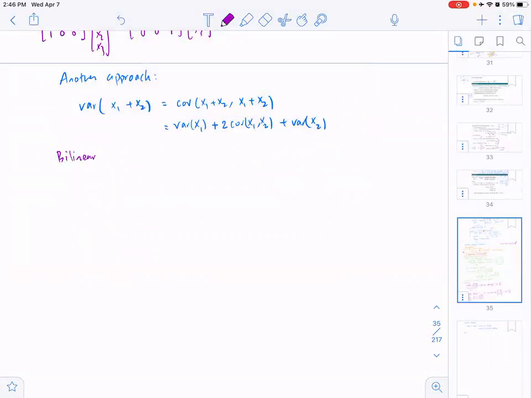So what is bilinearity? The covariance operator is bilinear, the one with the two arguments. This operator is bilinear. So what does it mean? Anyone else got that far? I'm glad that you got this.